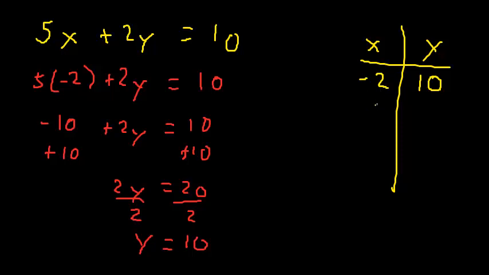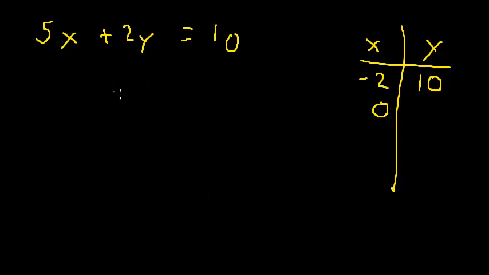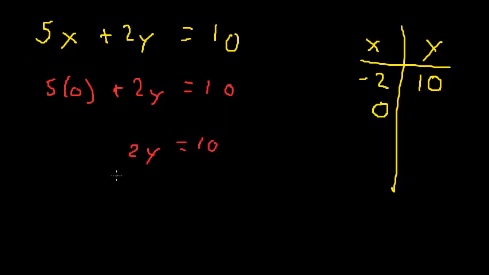Next, we want to pick another number for x. Let's go ahead and plug in 0 this time. So I plug in 0 for x. I have 5 times 0 plus 2y equals 10. 5 times 0 is 0, so it's now gone, and I'm just left with 2y equals 10. Divide both sides by 2, and y equals 5. Go ahead then and plug that into our table, and we have a second point that is also a solution to that same equation.